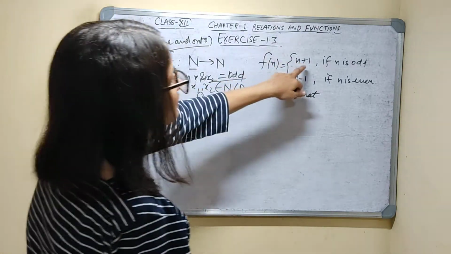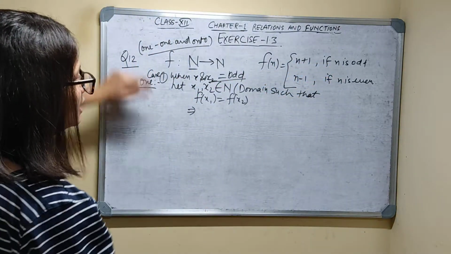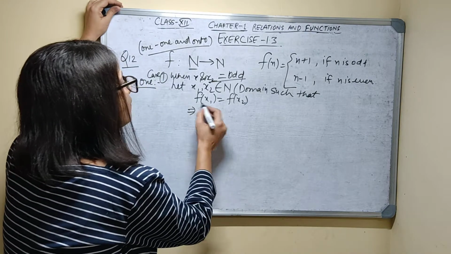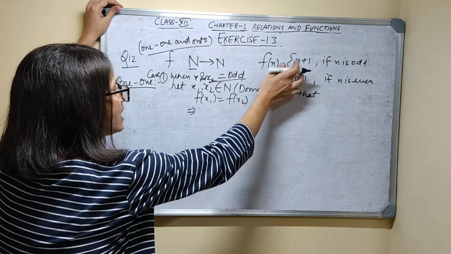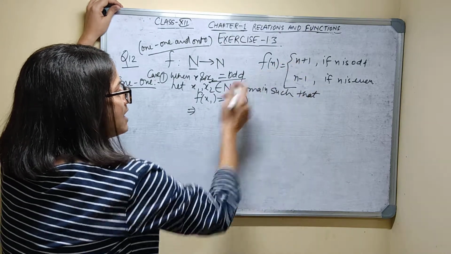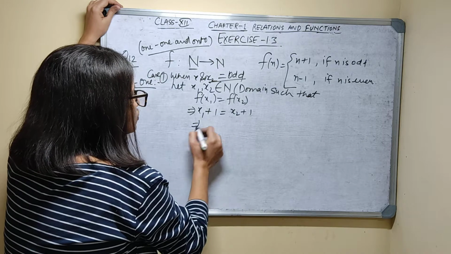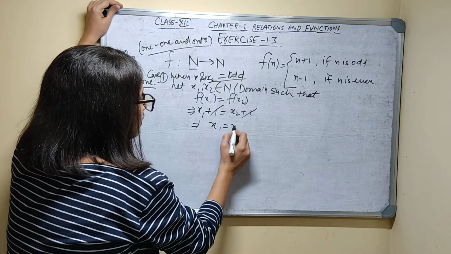If both are odd numbers, I have to use this function n plus 1. So I am writing f of x1 is equal to f of x2. At the place of n I will write x1 plus 1 is equal to x2 plus 1. So plus 1 cancels, x1 is equal to x2.